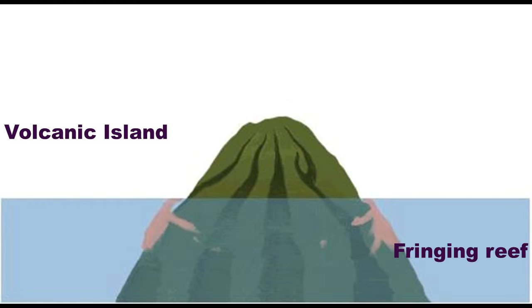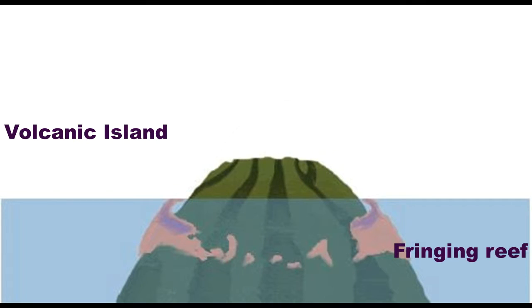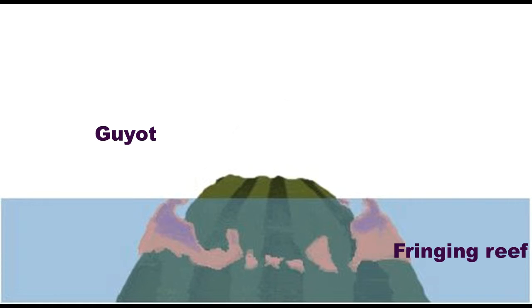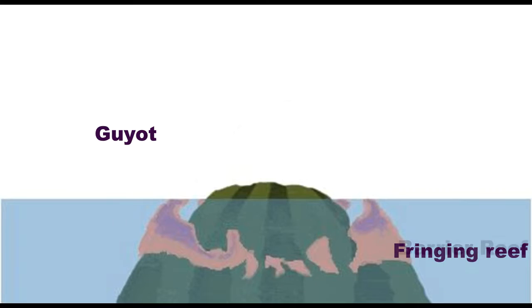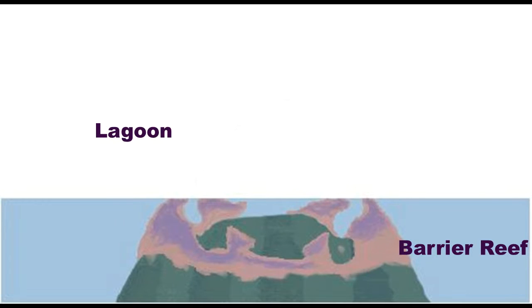Over millions of years, the volcanic island erodes and subsides, traveling further away from the hotspot due to the movement of the oceanic plate. Over time, waves erode the top of the sinking island, resulting in a guyot, and the surrounding fringing reef becomes a barrier reef. As the guyot subsides further, the formation of a lagoon results in a standalone coral structure called a coral atoll.